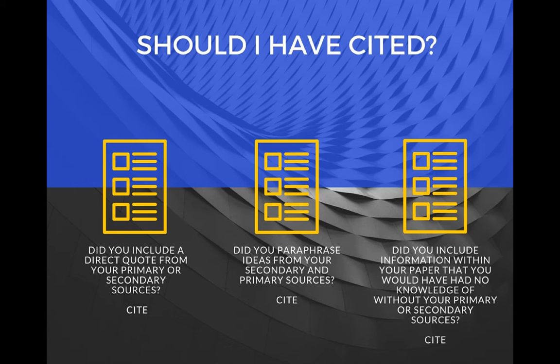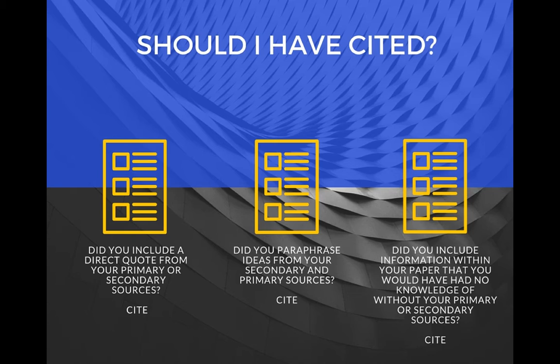Now remember, we don't include citations only if we use quoted materials. Did you paraphrase ideas from your secondary and primary sources? If you did so, you should include a citation for that information. Even if you put those ideas in your own words, those ideas were not originally yours, and you should give credit to that point.